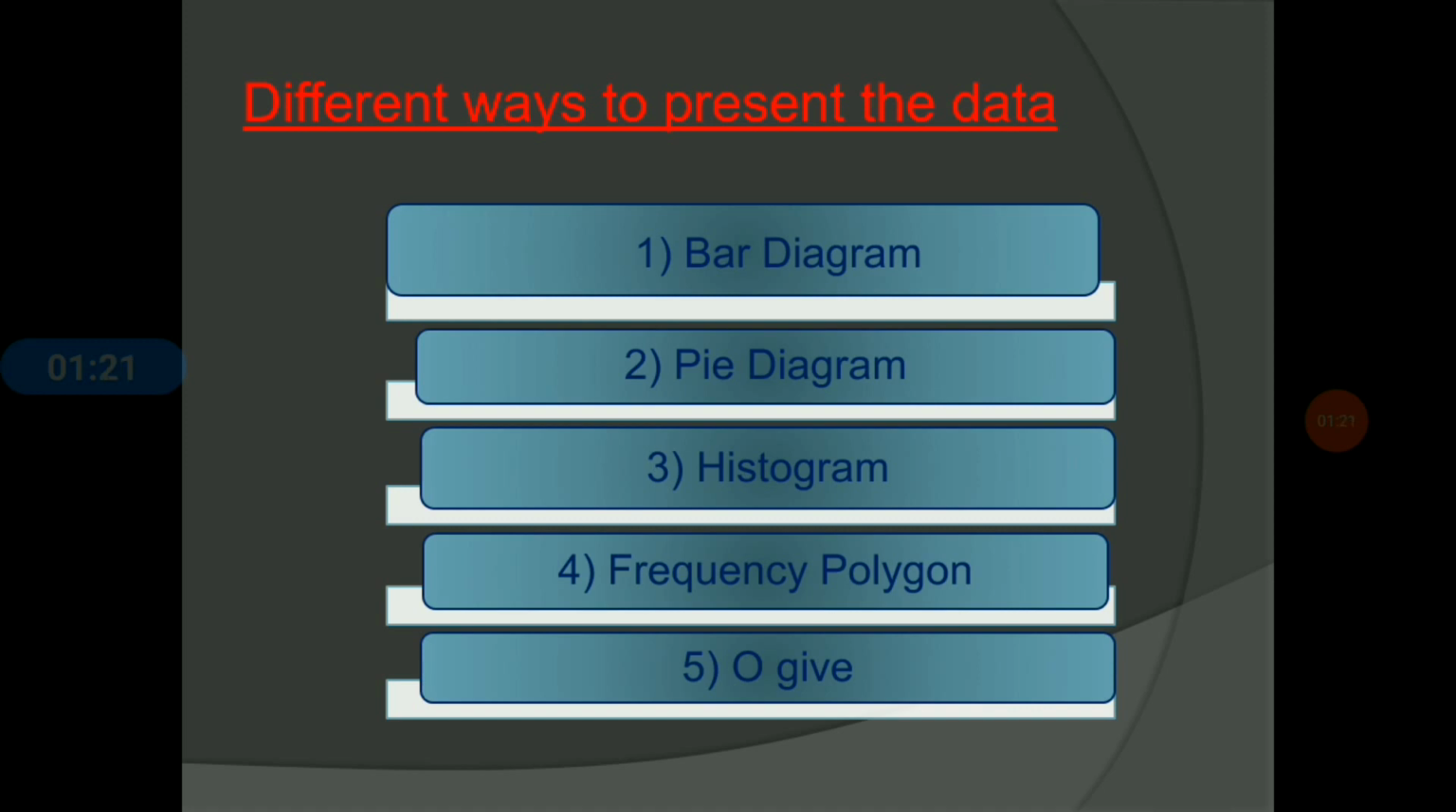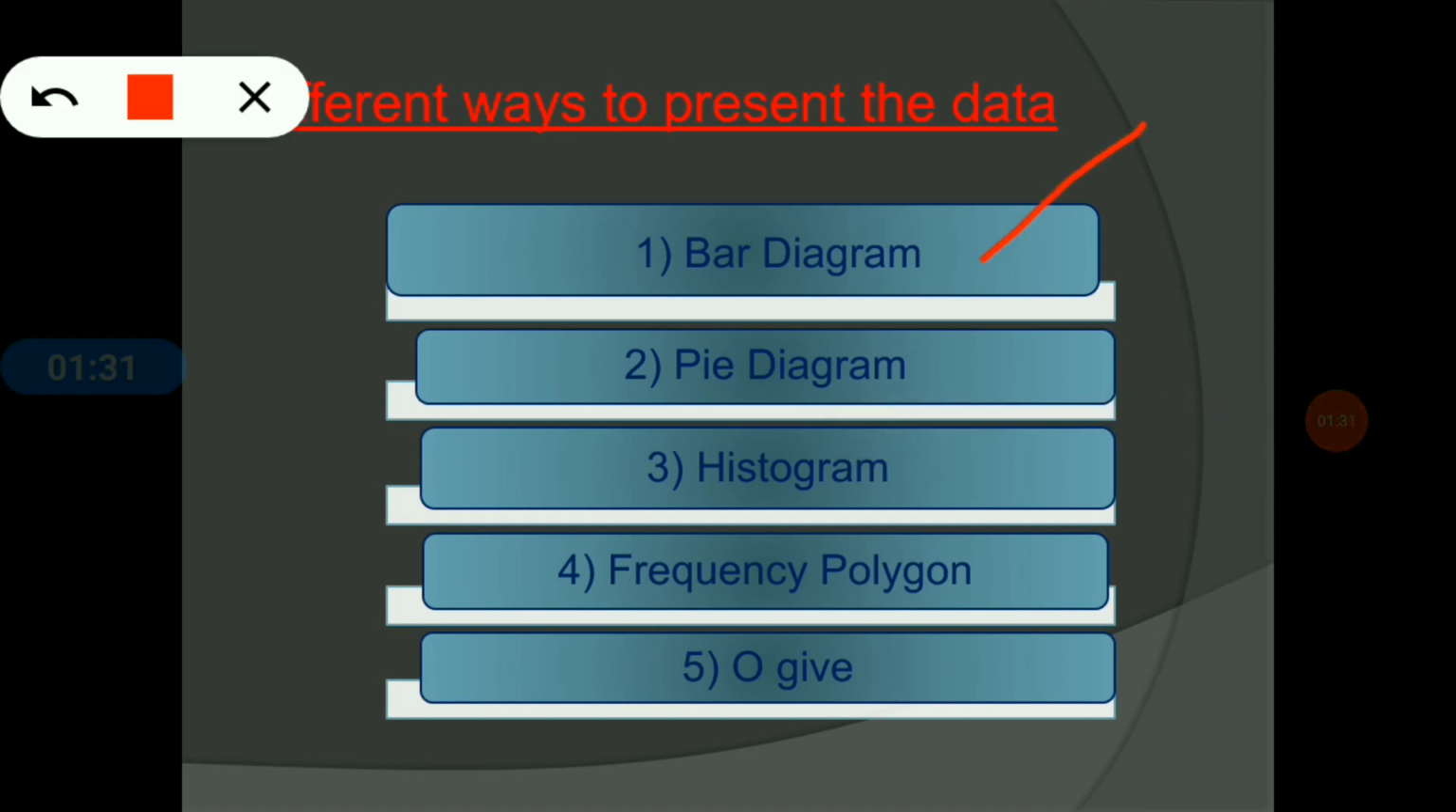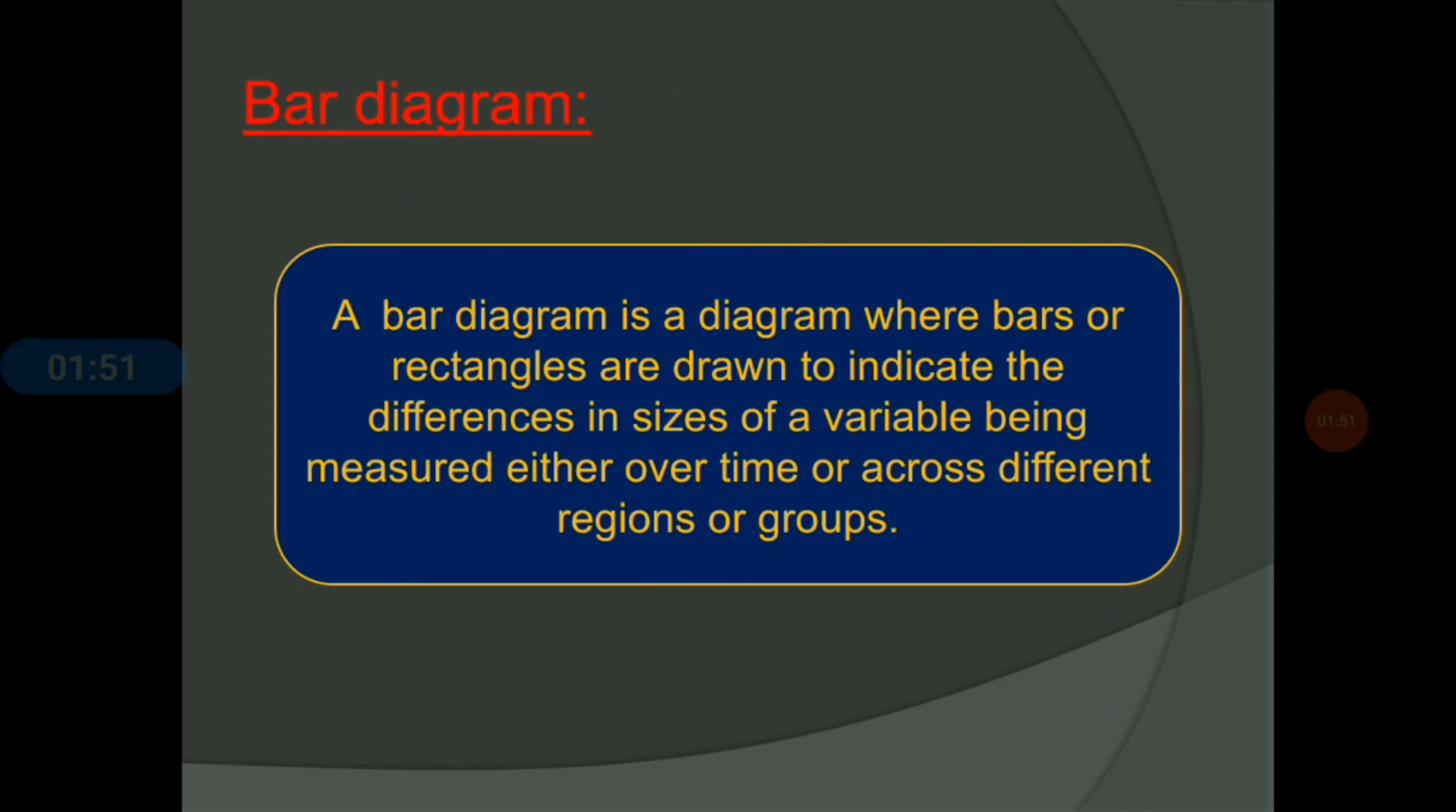So here we can see the different ways to present the data. Let's go. The first one is the bar diagram, the second one is the pie diagram, the third one is the histogram, the fourth one is the frequency polygon, and last but not the least, the ogive. Today we will discuss the first two, that is the bar diagram and pie diagram, in this session. Okay, so now move on to the next slide.